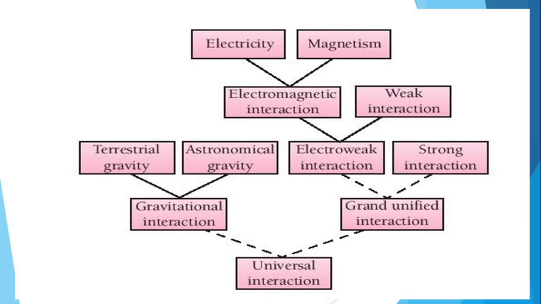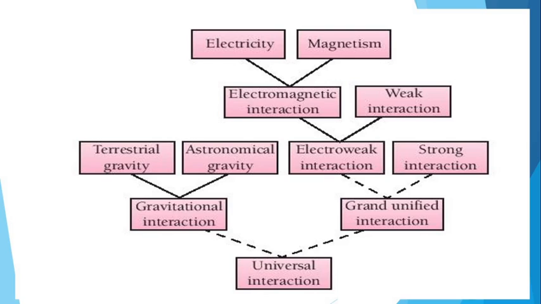Next you can see a picture that incorporates several branches of interaction. Here you can see electricity and magnetism get joined together and form electromagnetic interaction. So this is the list of fundamental interactions that has changed over the years.